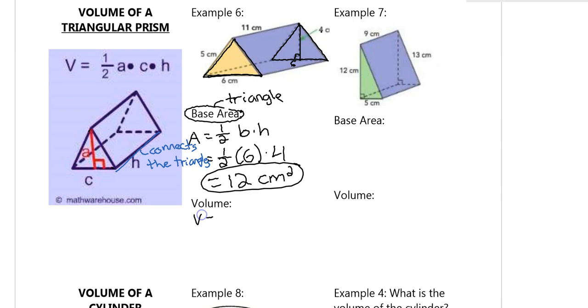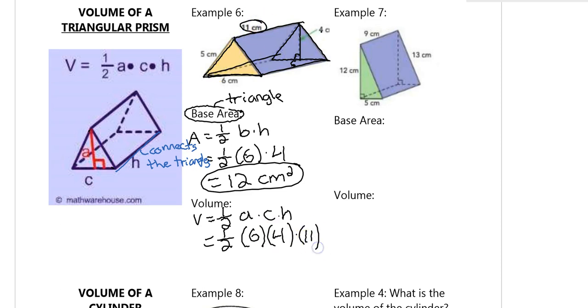So volume equals 1/2 A times C times your height. A and C is exactly what we just did here. So 1/2, 6, and 4. And then my height, the length that connects the triangle, it can come from any of those, but I see that 11 right there.